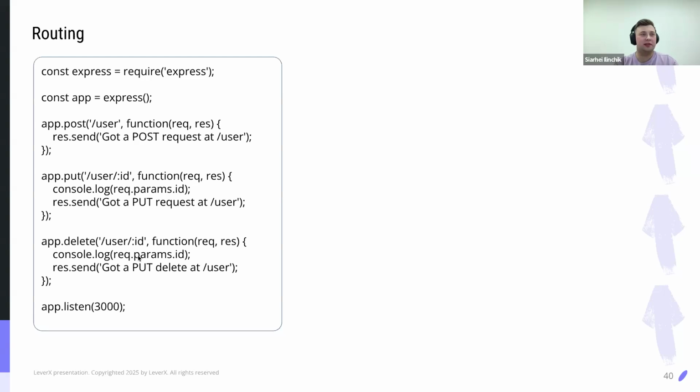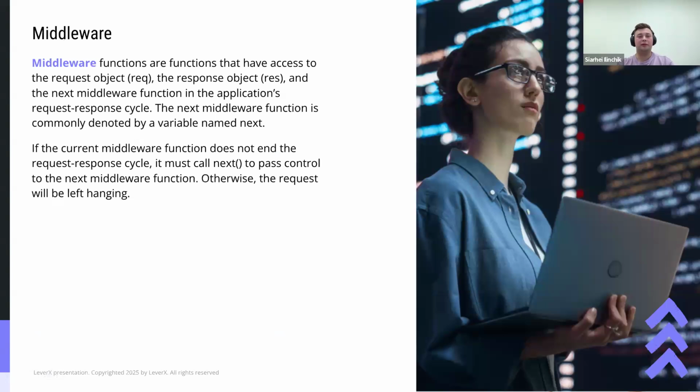And the same for delete, which is listening to the same path, but the difference is this code would be triggered only when we send the delete HTTP request. So that's it about routing, but actually the killer feature of Express is the middleware. And basically everything in Express is middleware.